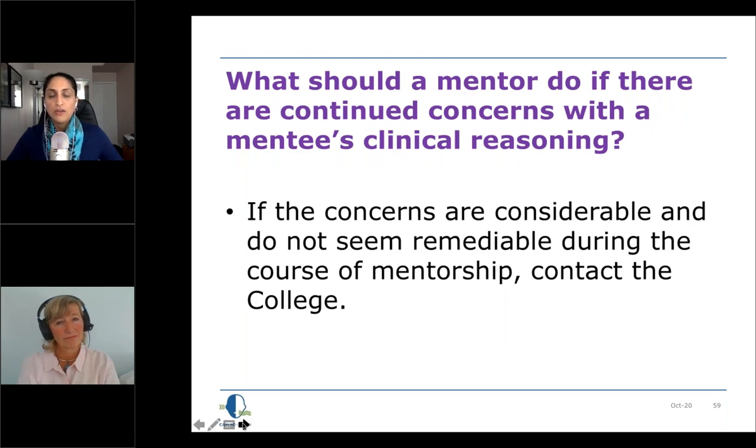So we wanted to address this question that we thought some mentors may have, which is, what should a mentor do if there are continued concerns with a mentee's clinical reasoning? So our guidance to you in this type of situation is, if the concerns are considerable and you feel as a mentor that they don't seem remediable during the course of the mentorship period, then that's when we would like you to contact the college, and you would contact me directly for that in that type of situation.